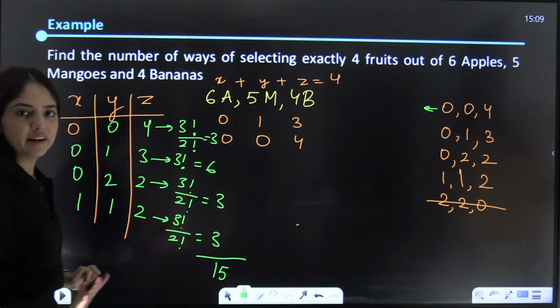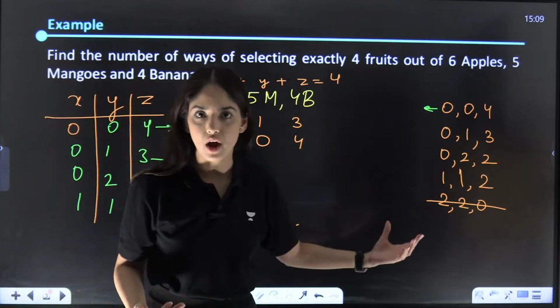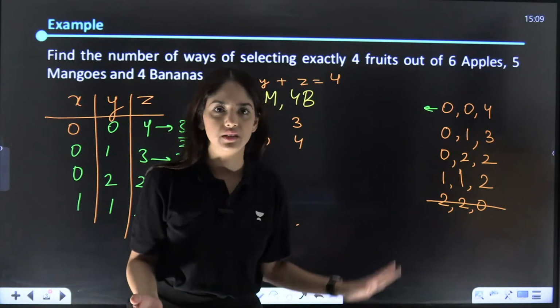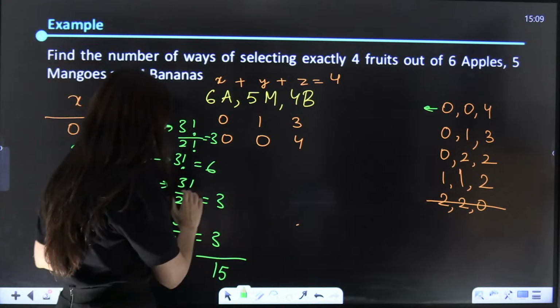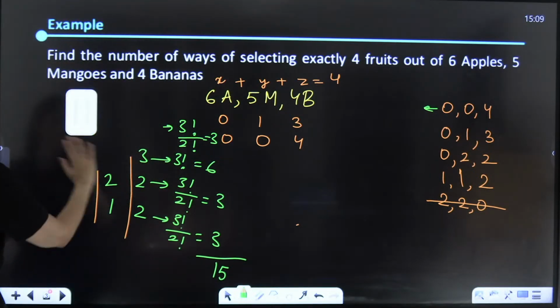So this is clear, right? It was a tedious process, but we reached the answer. The answer is 15. Alright, now let's take a look at another method.